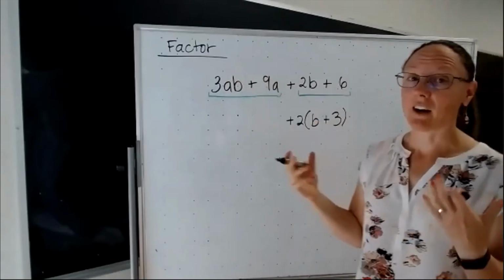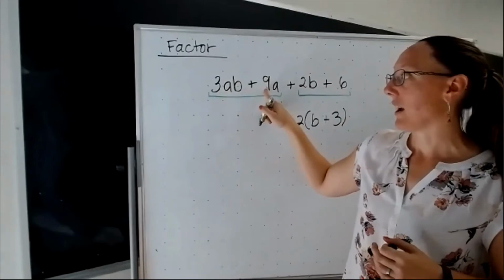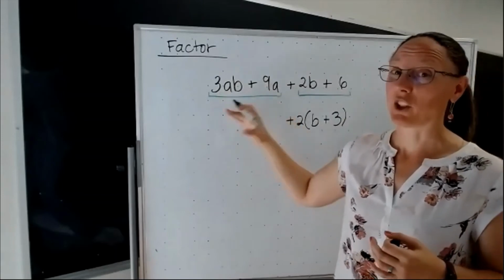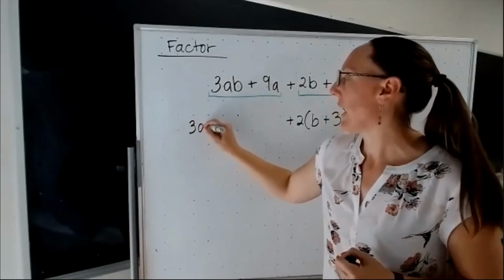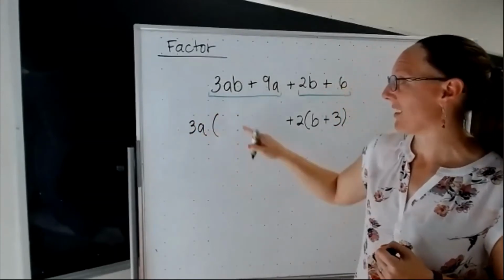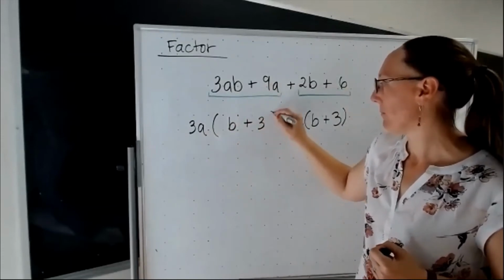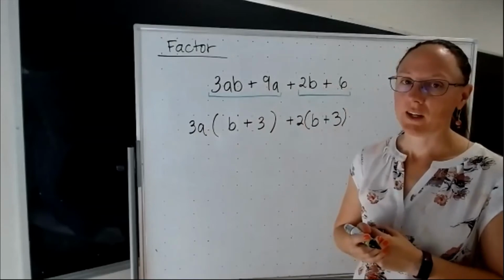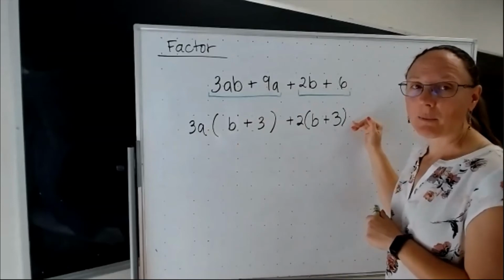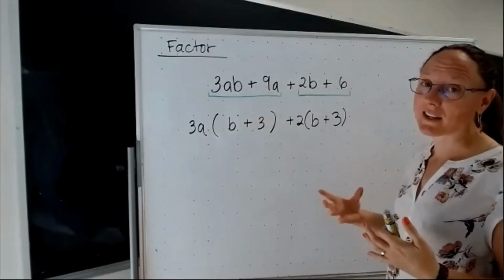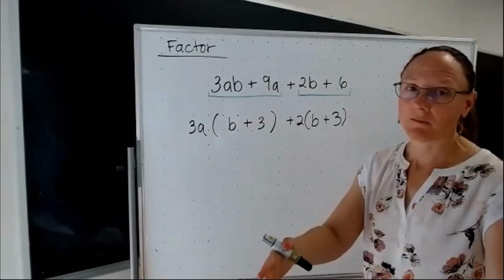When I come over here and think about what I can pull out, they both have an a. And the 3 and 9, I can pull a 3 out of both of those. So if I pull a 3 and an a out, then what I'm left with is b plus 3. So my first step was to group and then to find a common factor that I could pull out of both pieces. And then the last step is I factor my factors.